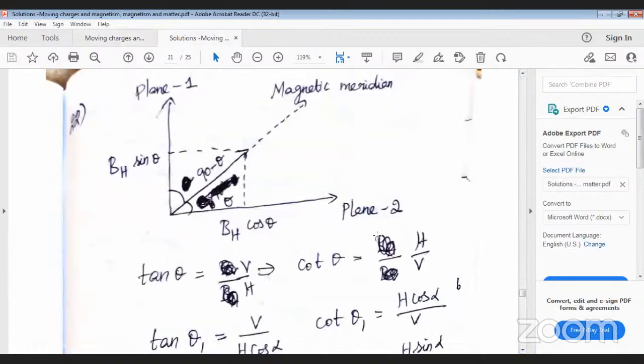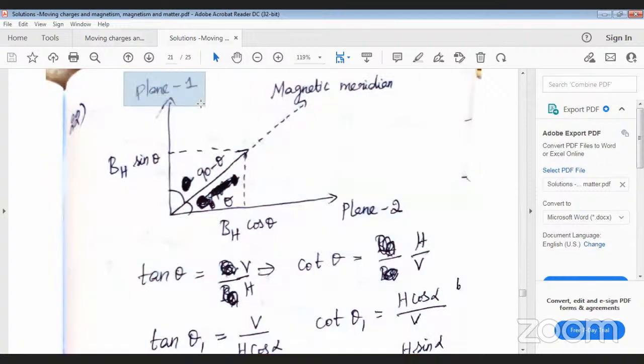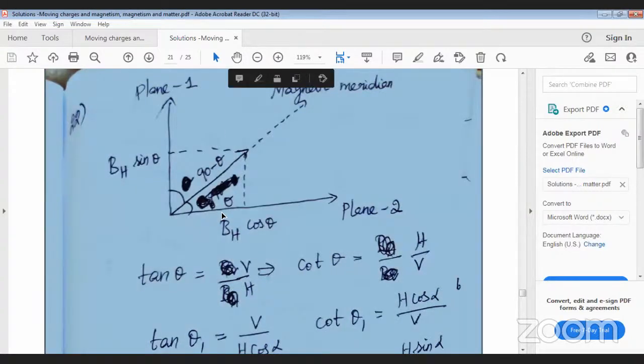So here you can see this is theta. With the magnetic meridian, it is making an angle theta. The angle between plane 1 and plane 2 is 90 degree, and the angle made with the magnetic meridian is theta. So the whole angle is 90 degree. That means the remaining angle here is 90 minus theta. So this is BH cos theta and this is BH sin theta.